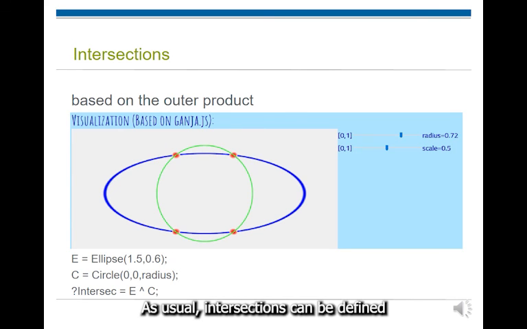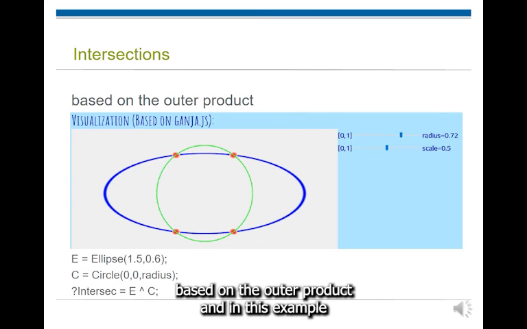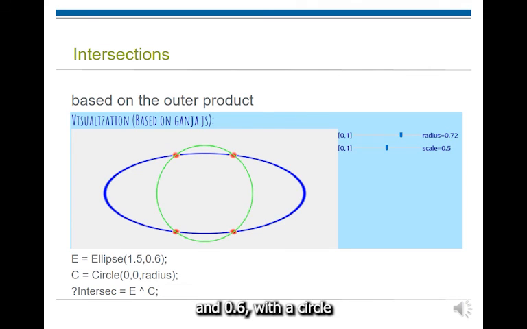As usual, intersections can be defined based on the outer product, and in this example there is the intersection of an ellipse with semi-axes 1.5 and 0.6 with a circle with center point 0, 0 and an arbitrary radius, and the intersection as the outer product E wedge C.